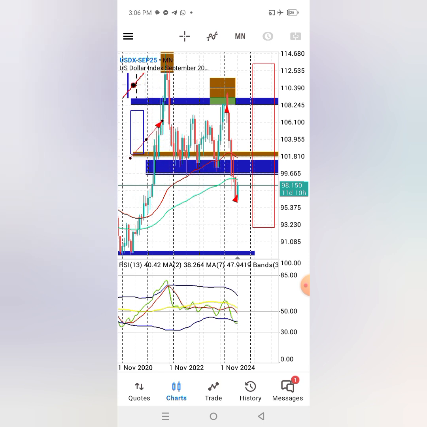Then this market ranged. It was ranging. This box, this was the range. So this was the range, guys. Are you seeing? This market was ranging in this zone.